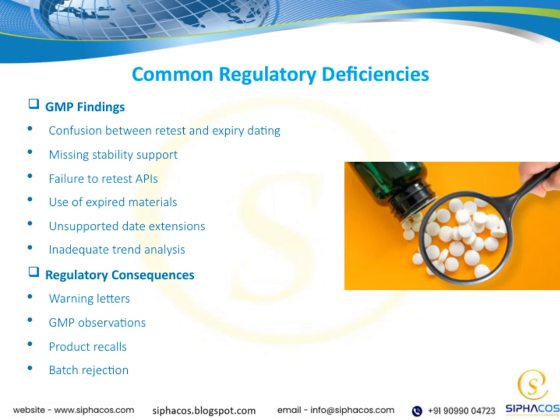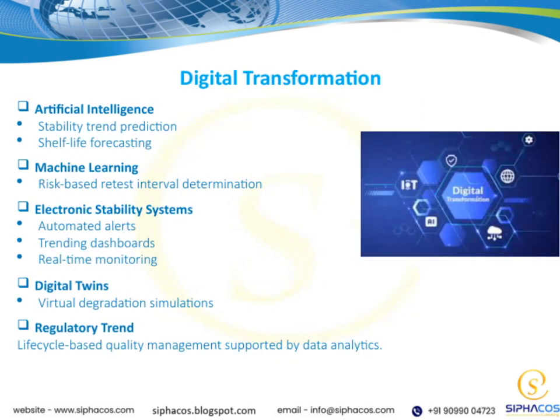Staying vigilant is critical. Today, we're diving into how digital transformation is reshaping quality management. Artificial intelligence helps us predict stability trends and forecast shelf life with greater accuracy. Machine learning steps in to determine risk-based retest intervals, making processes smarter and more efficient. Electronic stability systems provide automated alerts, trending dashboards, and real-time monitoring, keeping us ahead of potential issues.